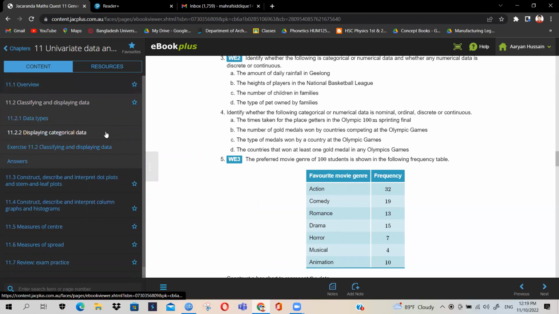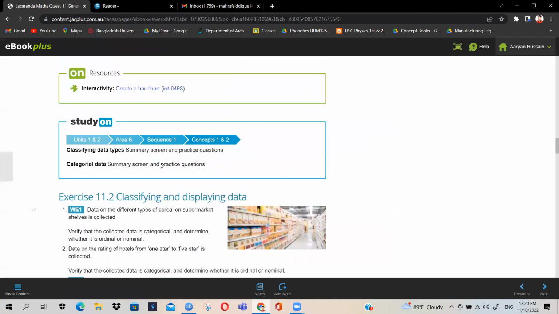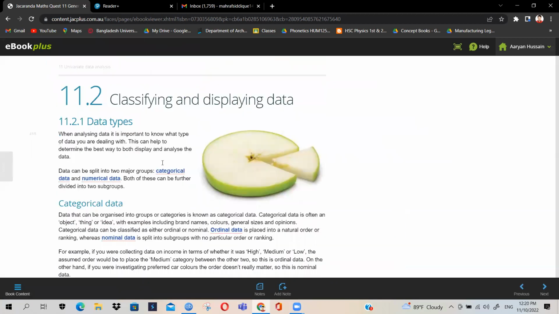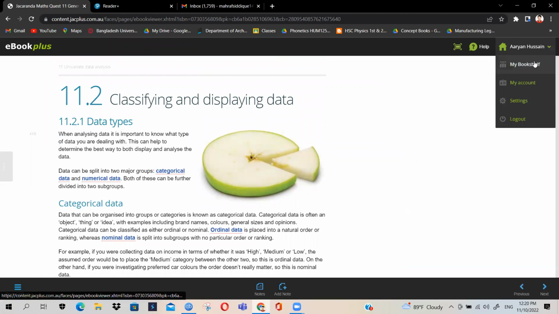All the chapters will be studied in order. For specialists, we did some set theory as well as factorials and permutations. For methods, we're doing arithmetic sequences, like what's the 19th term of this pattern, and there are formulas for that. And for general, we are doing rates, like money-based financial maths.